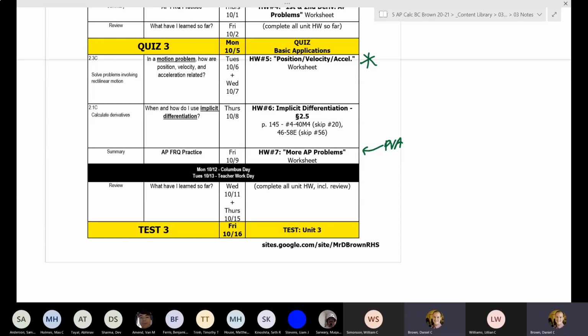Tomorrow we'll finish up these notes, and there will be some AP problems assigned for you to practice with. And then next week you have a long weekend. Wednesday and Thursday are going to be straight review days, and this is a quick unit. We'll be testing on Unit 3 on Friday of next week. And then the unit after this, creatively, is more applications of derivatives.